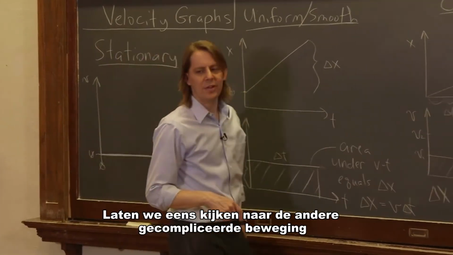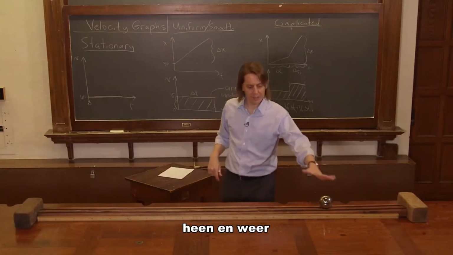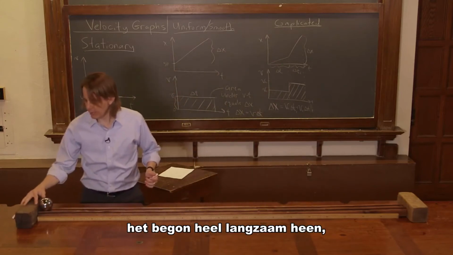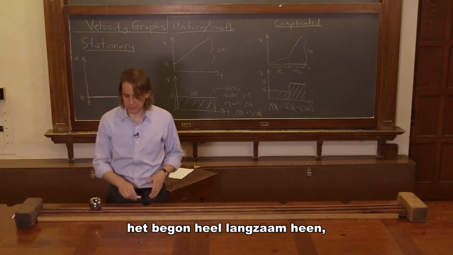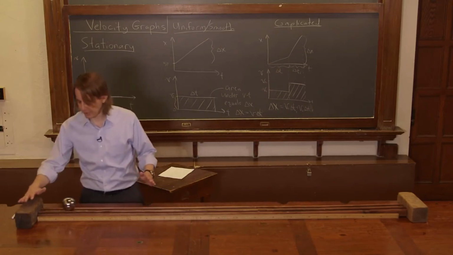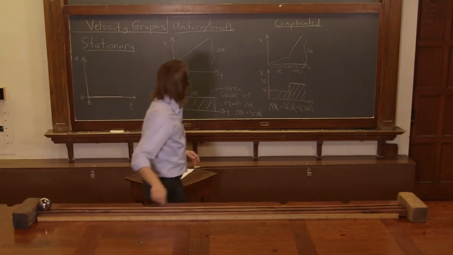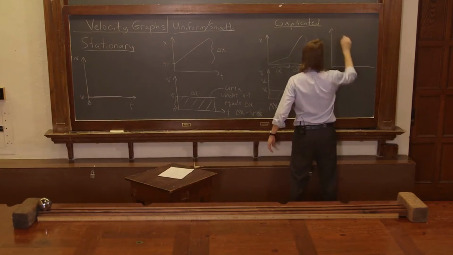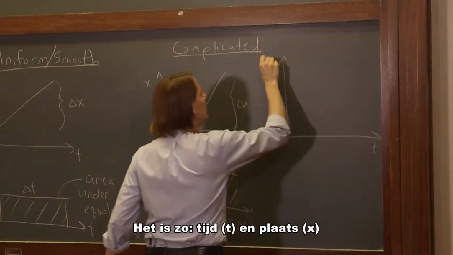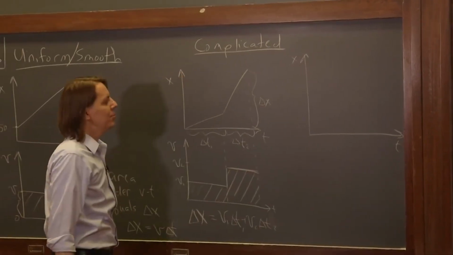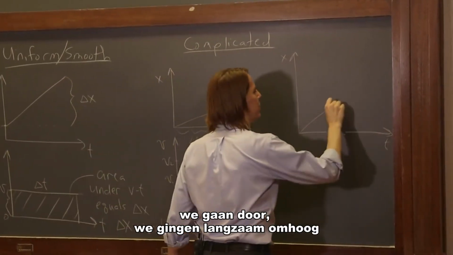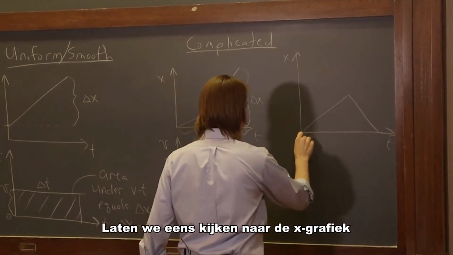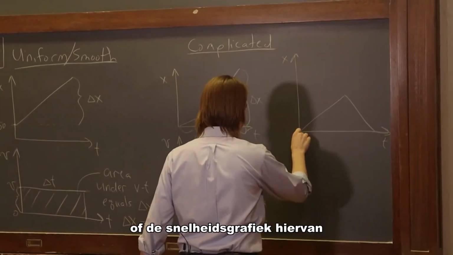Let's look at the other complicated motion back. So remember, that's where we started at the origin, and we came out kind of slow, and then we went back fast. Right? What did that look like? That was like this, time, position. We move along, we went up slow, and we came back suddenly. Right? Let's look at the x curves, or the velocity curves for that.